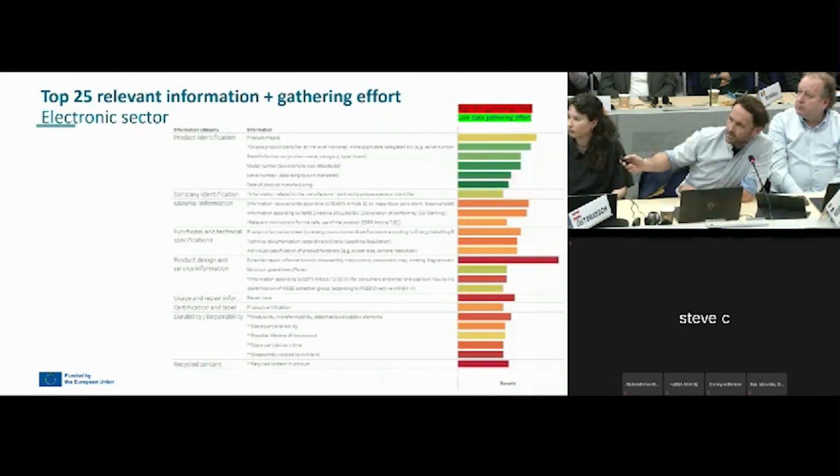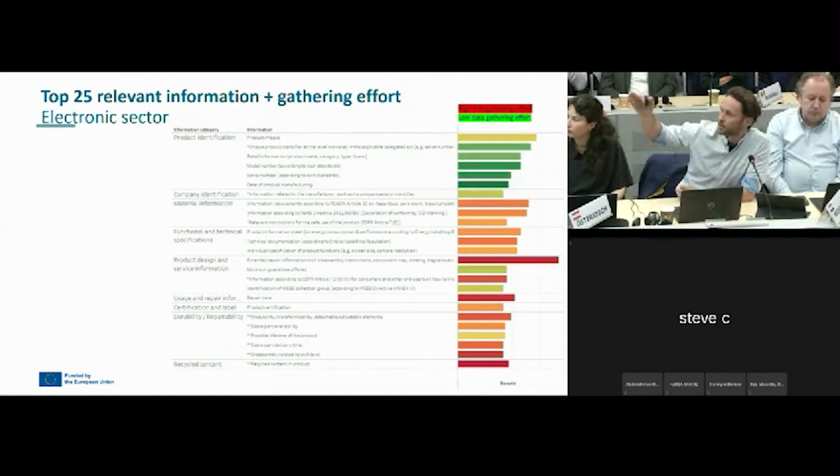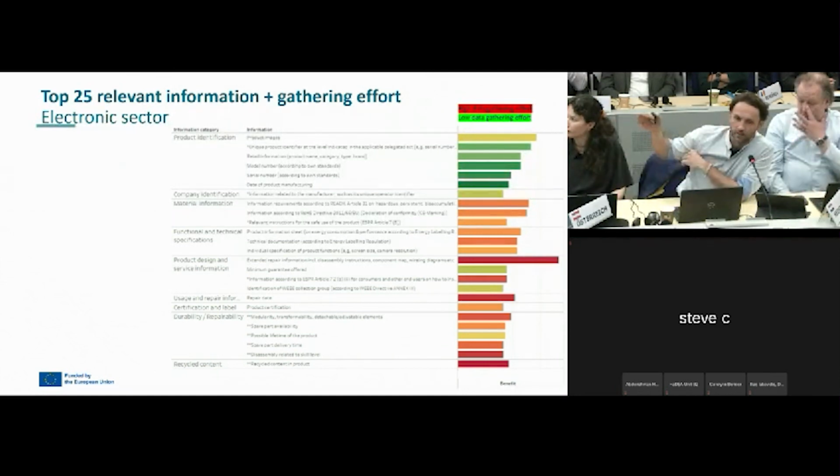Let's look a bit into the details. So you saw the categories, and here are, for each of these categories, the top 25 relevant information. You see the information in the middle in detail. And on the very right side, you see a bar. The length of the bar indicates the benefit. So a high bar indicates a high benefit. And the color indicates the data generation effort. So a green bar means low generation effort. A red bar, high generation effort.